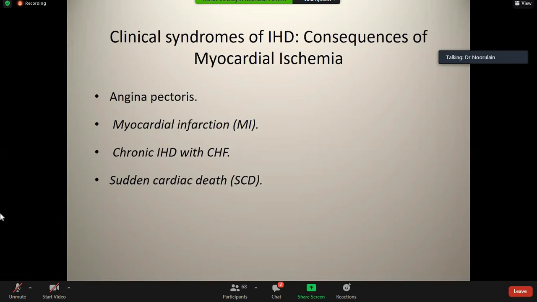Sudden cardiac death can occur as a consequence of the tissue damage from the myocardial infarction. But most commonly, it results from arrhythmias without myocyte necrosis. That is sudden cardiac death. A blockage of the artery by an embolus or thrombosis can lead to sudden cardiac death.